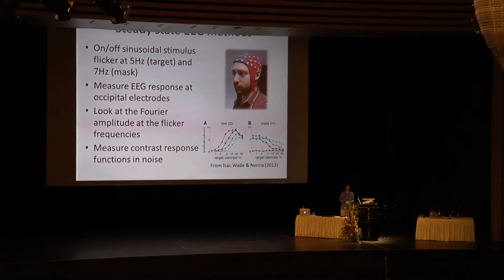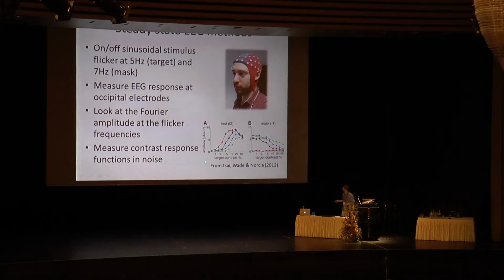Basically in steady-state EEG, you measure the electroencephalogram, usually at occipital electrodes if you're interested in vision, and you measure the response to a flickering stimulus. And what you're then able to do is pick out the amplitude of the neural response to that stimulus from the Fourier transform of the EEG signal. So you take the Fourier transform and you look precisely at your stimulus frequencies, which tend to be somewhere around here, sort of 5 to 10 hertz, something like that. And as you parametrically vary things like contrast, you're able to measure contrast response functions.